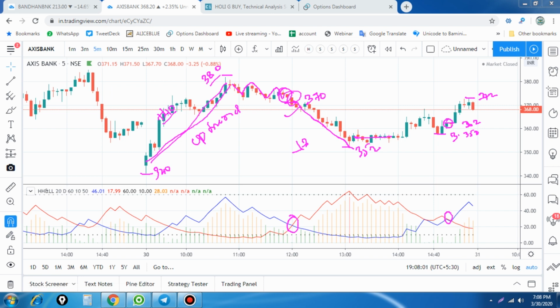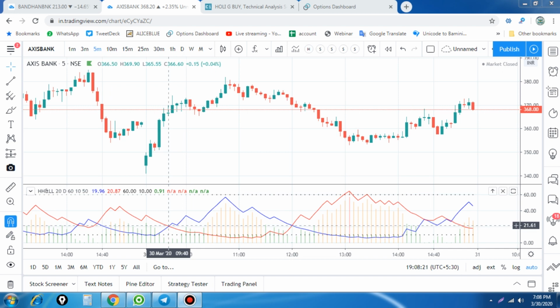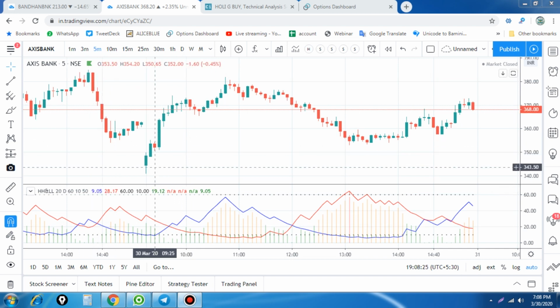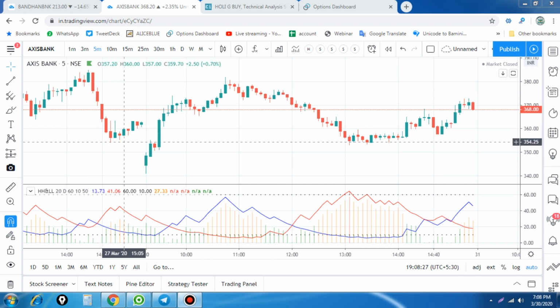intraday basis. The simple thing: when you get a buy or sell crossover, the red crossing above the blue is a sell crossover, and the blue crossing above the red is a buy crossover. It's a simple indicator which you can use in the easiest way. The important thing is, whenever we use the crossover, you must go back and see that the trend must be there.